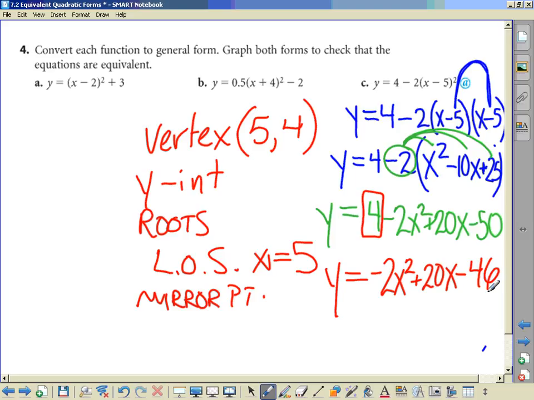One other thing we know from here is the y-intercept. What is it when you look at this equation? You just said it, actually. What is the y-intercept? Negative 46. 0, negative 46.